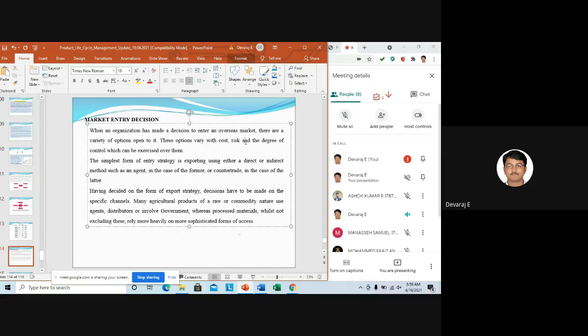As the definition tells, when an organization has made a decision to enter an overseas market, this is regarding foreign countries. When you're supplying your product to foreign countries, there are a variety of options open to it. These options vary with cost, risk, and the degrees of control which can be exercised over them. So if you want to supply to the overseas market, then what are the decisions you should take? You will see these things in this topic. The simplest form of entry strategy is exporting using either a direct or indirect method, such as an agent.